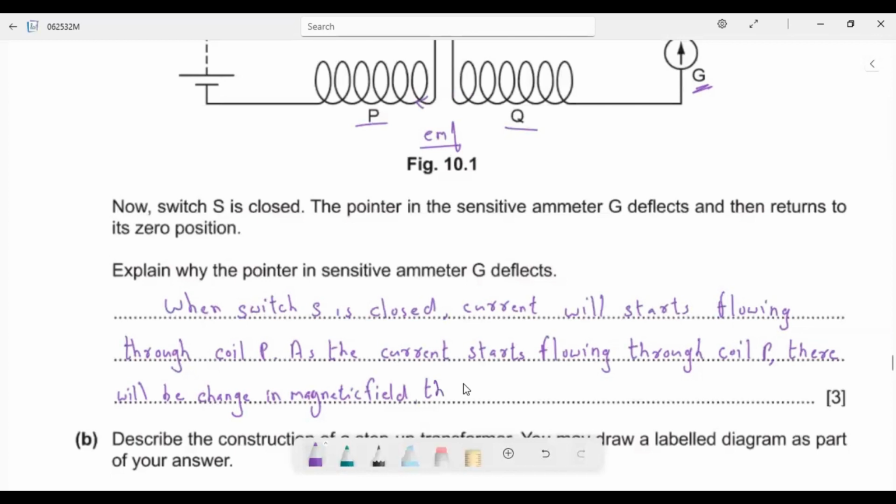That induces an EMF. And that same EMF gets induced in Q also. That means current flows in Q also. That's why the ammeter G is deflecting.